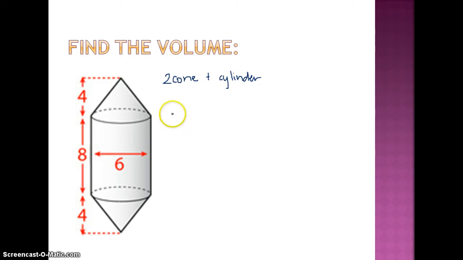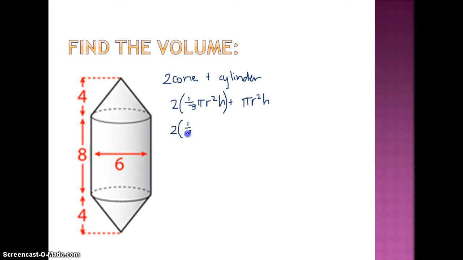The formula for the volume of a cone is 1/3 times our base, which is pi r squared, times the height of our cone. And the volume of a cylinder is our base, pi r squared, times the height of the cylinder. So now we can start filling in again. This is the same shape, so we know our radius is 3.